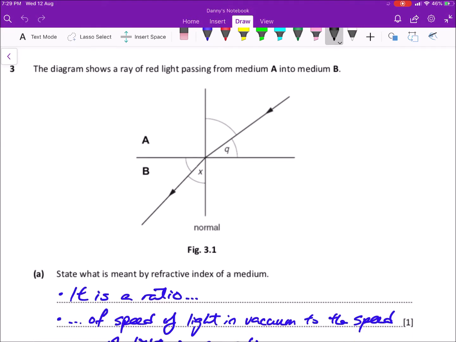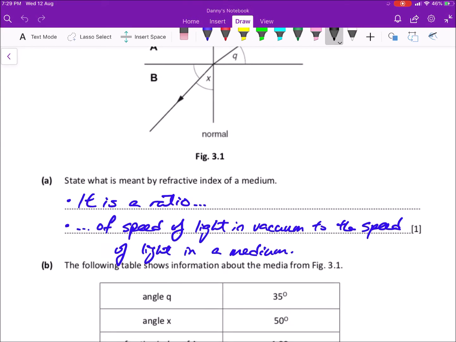Okay, for the next part, question 3. Whenever you are asked to state what it means, basically your definition, the first line of your definition is always to define what this is. So that's why you need to start with it is a what. Understand? It is very seldom that you say something like speed of light blah blah blah over speed of light in blah blah blah.